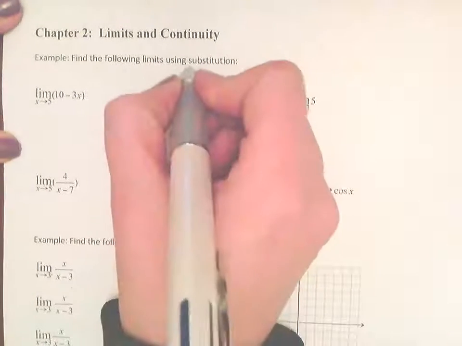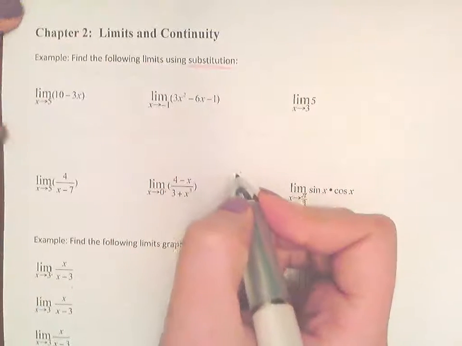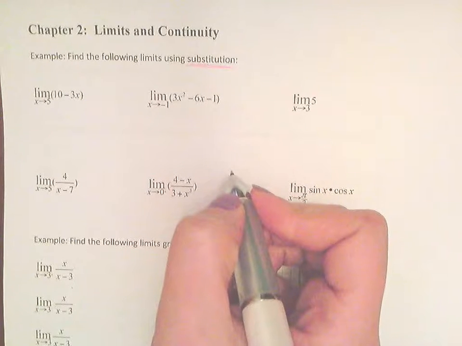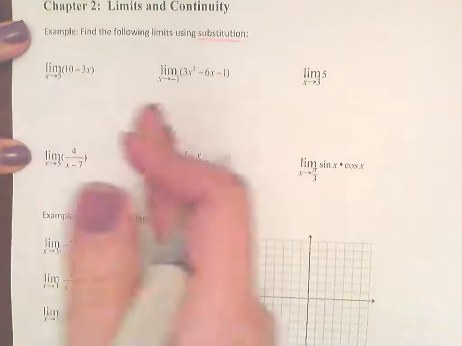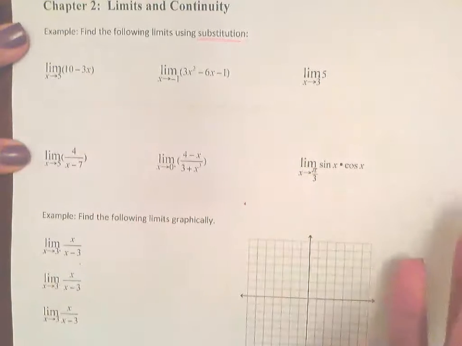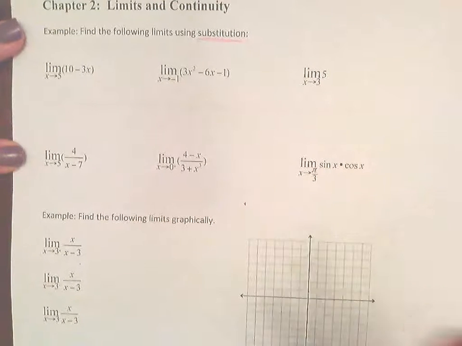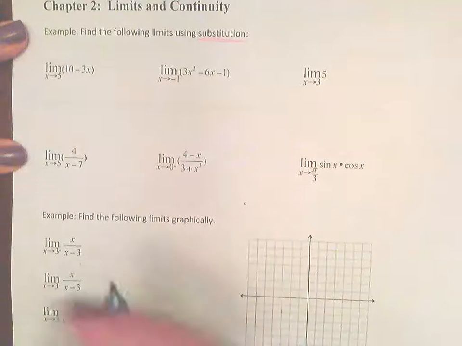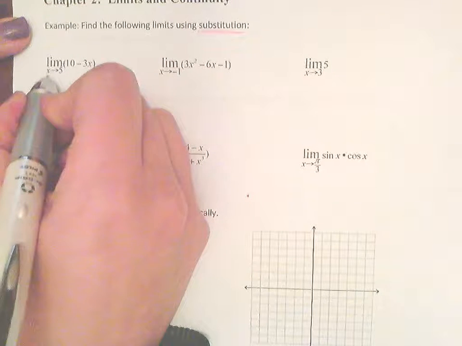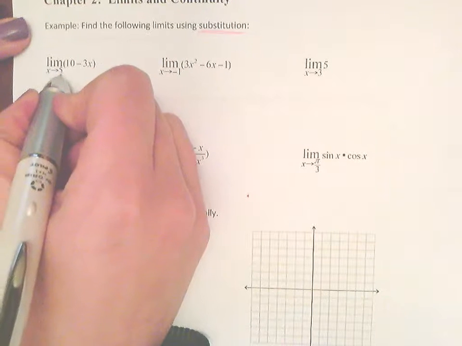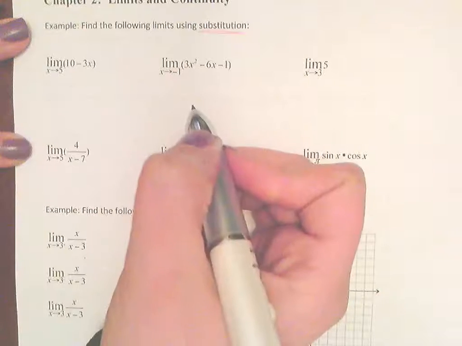Now we can use substitution, which just basically means plug in the variable and it'll tell you where the graph is going. So this is going to seem extremely easy at first. Honestly, it's not that hard, but there are some rules that go into it. All right, so first off, the limit as x approaches 5 of 10 minus 3x.